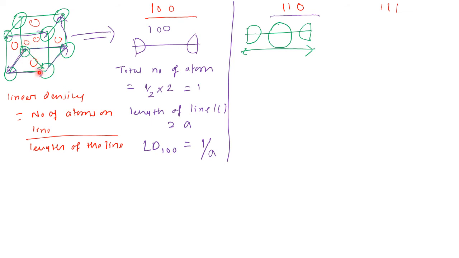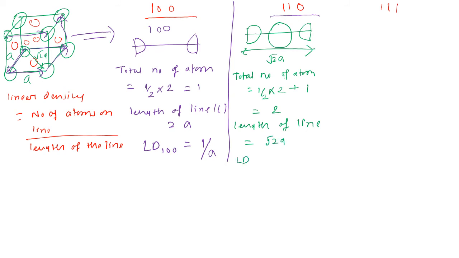Okay, so the length of this direction would be, this is a, this is a, so this will be root 2a. So the length of this line is root 2a. So the total number of atoms is equal to 1 by 2, the contribution of each atom at the corner of the line. There are two such atoms and there is one face centered atom, so there will be two atoms, and the length of the line is equal to root 2a. Now the linear density for 110 is the number of atoms over the length of the line, so it will be root 2 by a.